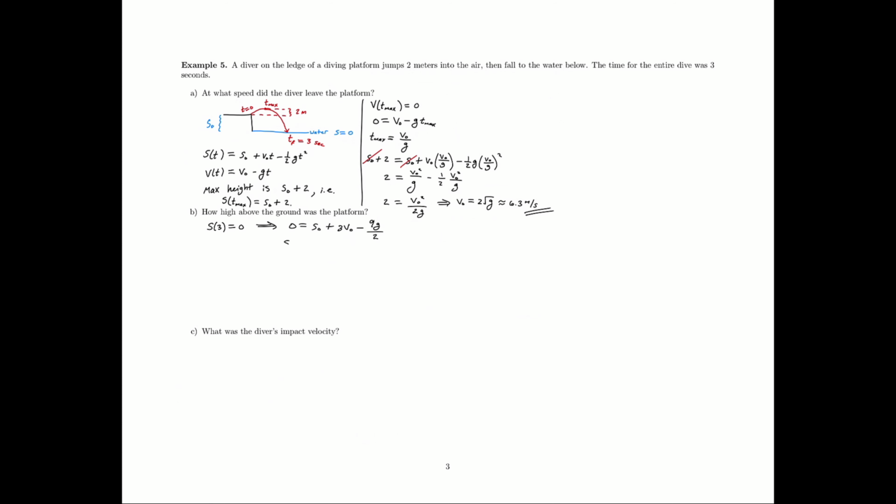So if we solve for s naught, the initial position, the initial height, we should have 9g over 2 plus 3 times our v naught. And what's our v naught? Our v naught is 2 square root of g, so this would be 6 square roots of g. And if we go ahead and get a decimal for that, we end up getting 25.3 meters.